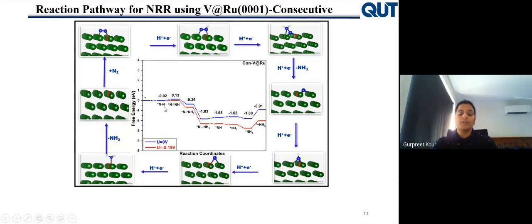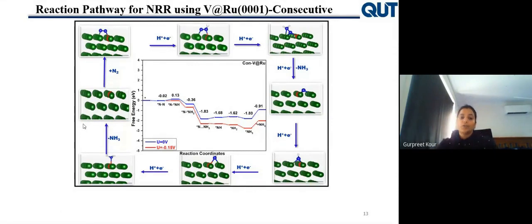So here we found that the potential determining step was accompanied by a free energy change of 0.15 electron volt. From that, we calculated the limiting potential, which was found to be minus 0.15 volt. That's a very low negative value reported so far for nitrogen reduction. And these are the various structures of the reactive intermediates that were formed during the whole process.